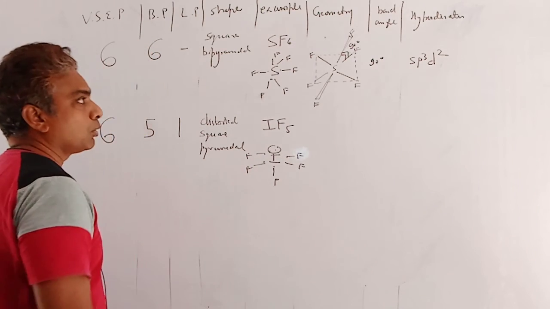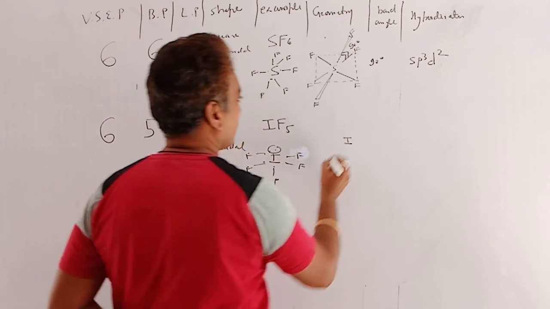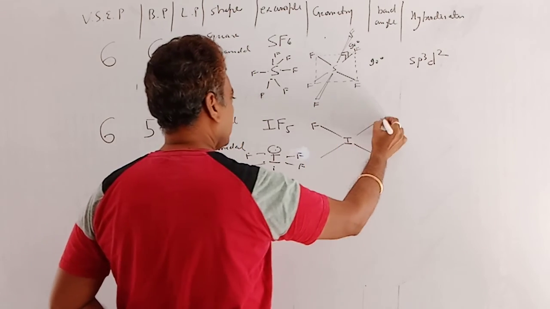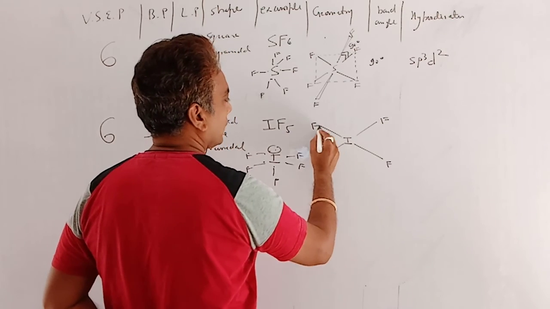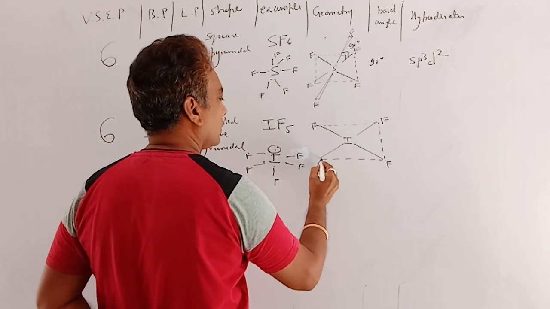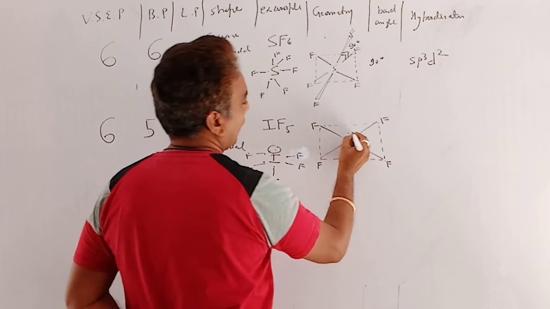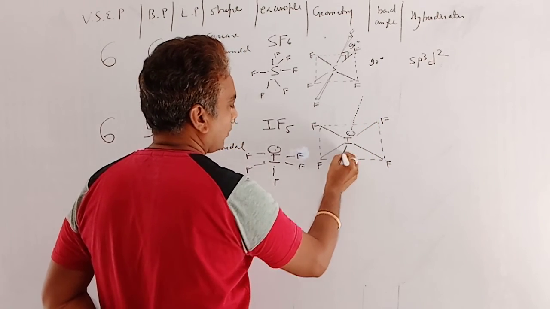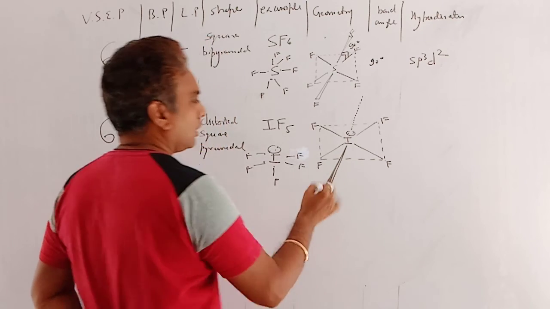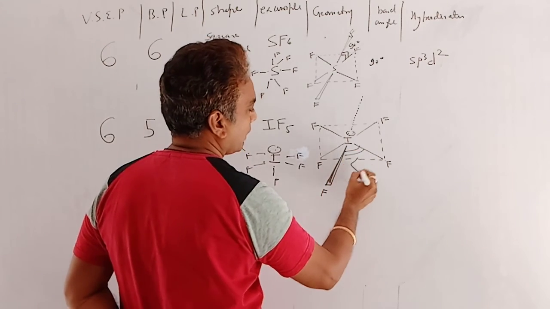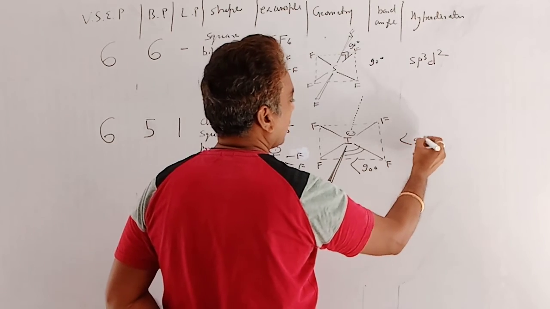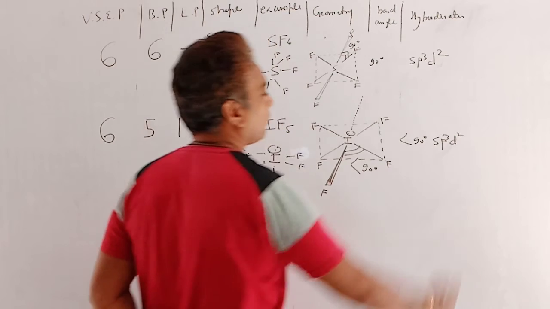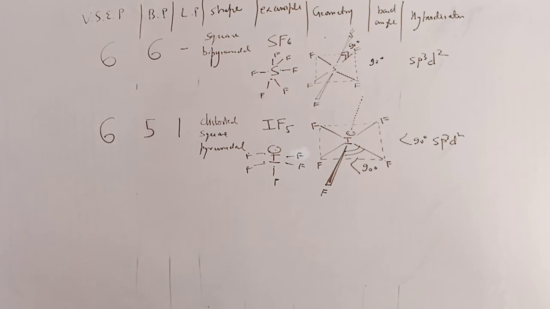One lone pair and 5 bond pairs. So iodine exists at the center of the square, with fluorine at the corners of the square like this. One lone pair is outward to the plane and another bond pair, fluorine, is inward to the plane. Due to the effect of the lone pair, the bond angle is less than 90 degree. No bond angle is 90 degree, all are less than 90 degree due to the lone pair, and hybridization will be the same, sp3d2.